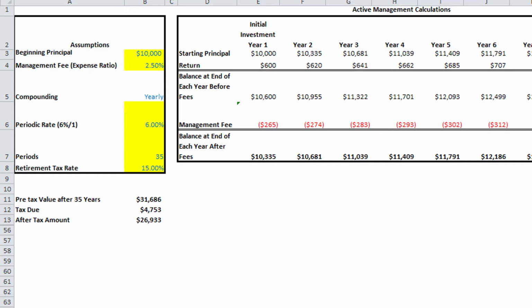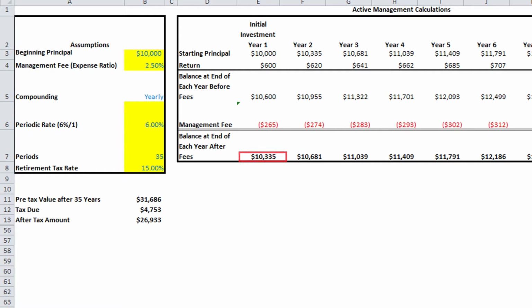So, if we take a look at the initial investment in year one, you can see the investment is $10,000. The return is $600, which is $10,000 multiplied by our yearly rate of return of 6%. Now, remember, the management fee is calculated on the entire assets under management. And assuming the fee is calculated at the end of the year, the assets under management will be $10,600. So the fee is calculated by multiplying 2.5% times the $10,600 to get a management fee for year one of $265.